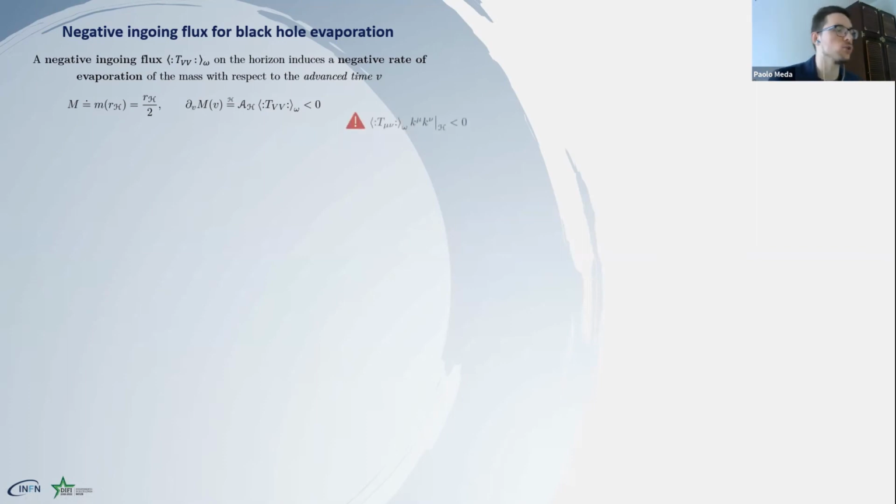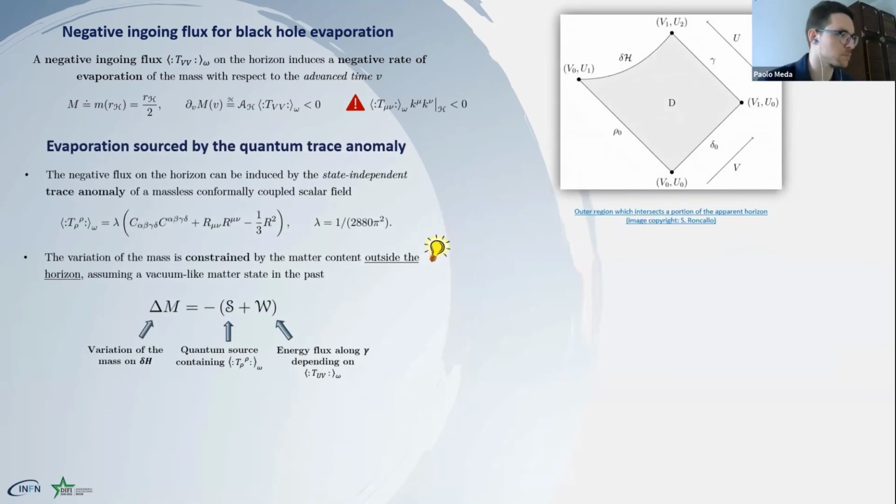The point is that you need quantum effects to obtain this result, because this component violates the classical null energy condition. So in some sense, in order to obtain this negative ingoing flux, you have to require that you have a quantum matter field in your system. And this is the point. We want to show that if you consider, in particular, a massless conformally coupled field, and in particular the trace anomaly arising from this field, then this trace anomaly can induce evaporation of your black hole. And this is the main topic of our work.